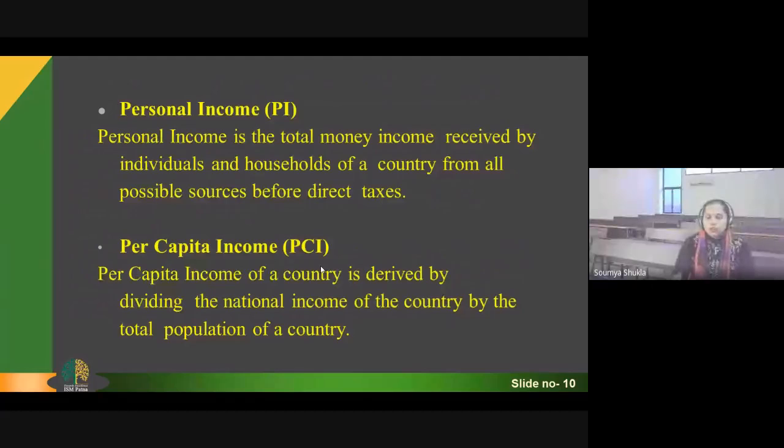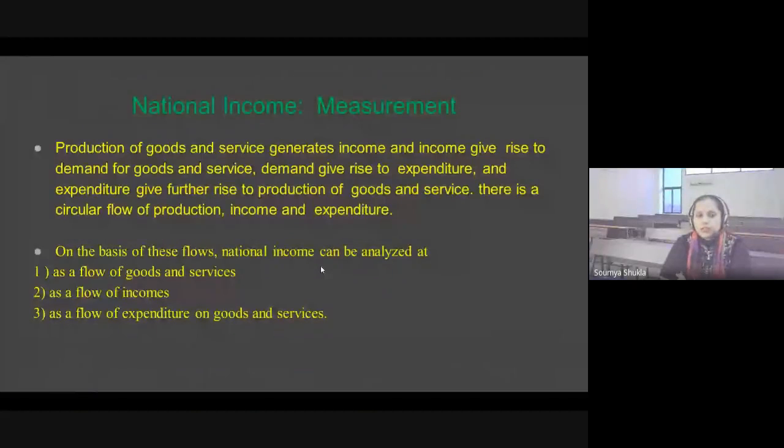The next question arises: how can we measure the national income? Production of goods and services generates income, and income gives rise to the demand for goods and services. Demand gives rise to expenditure, and expenditure gives further rise to the production of goods and services. So it can be said to be a circular flow of production, income, and expenditure.